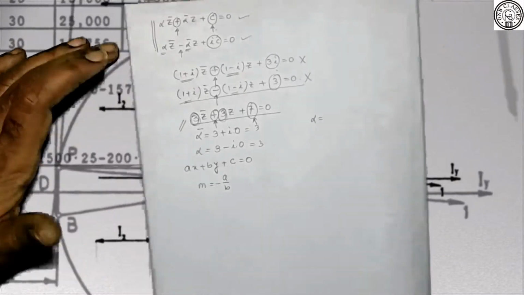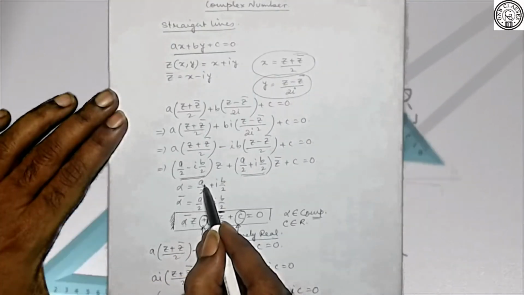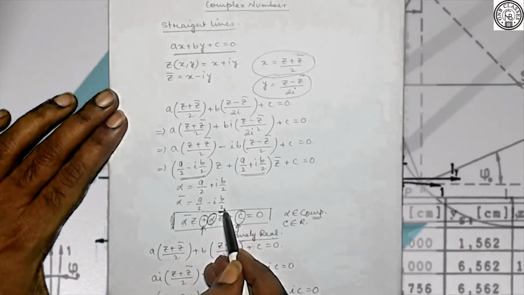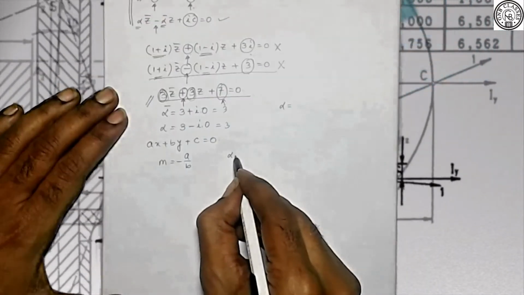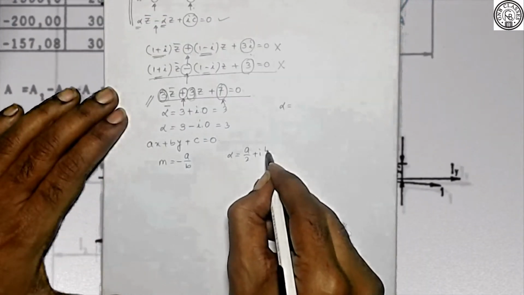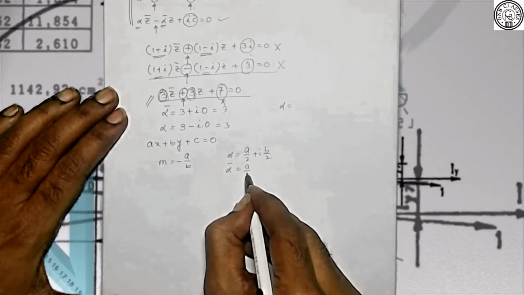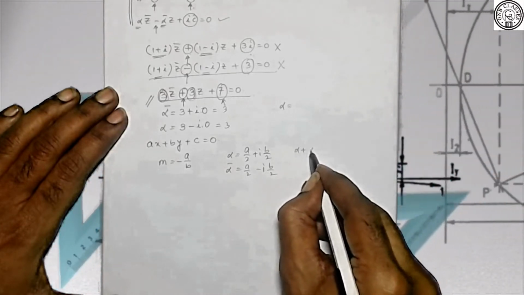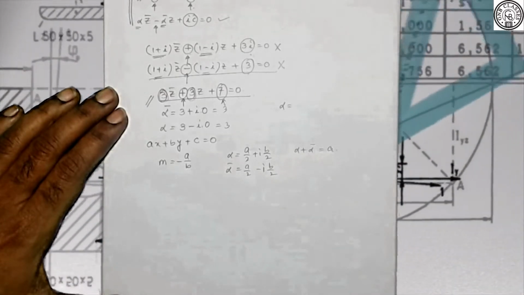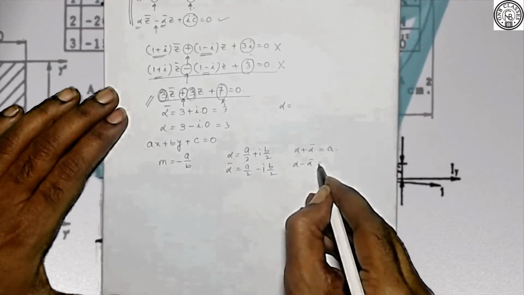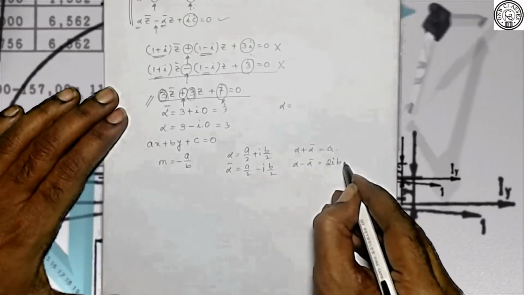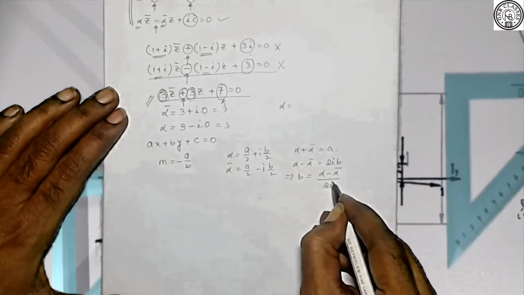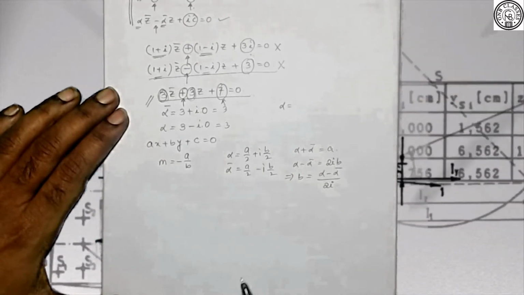Let me just turn the page. Your alpha was a by 2 plus iota b by 2, and alpha bar was a by 2 minus iota b by 2. Let me write it here. So alpha was a by 2 plus iota b by 2 and alpha bar was a by 2 minus iota b by 2. Correct? Now if I add these two, we are going to have a, and if I subtract these two, you are going to have 2 iota b. That implies b is nothing but alpha minus alpha bar by 2 iota. Is it clear? Am I correct or not?